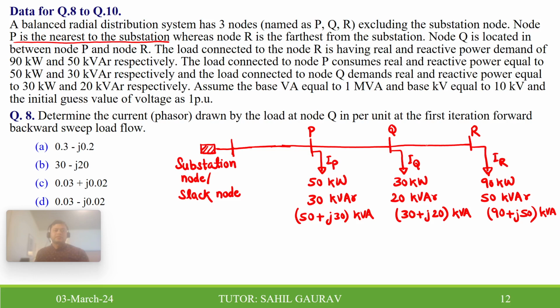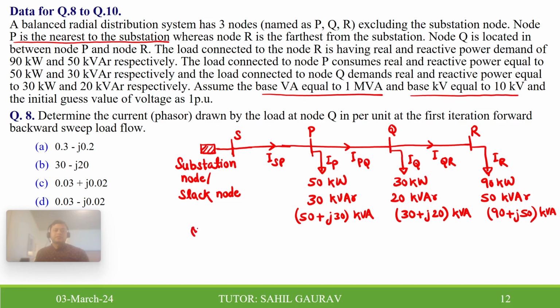And we can represent the line current like this: IQR is the current flowing from Q to R, then this is IPQ, and this is ISP. So you may denote this slack node as S. And in this problem, the base value is also given. So base VA equal to 1 MVA and base kV equal to 10 kV.